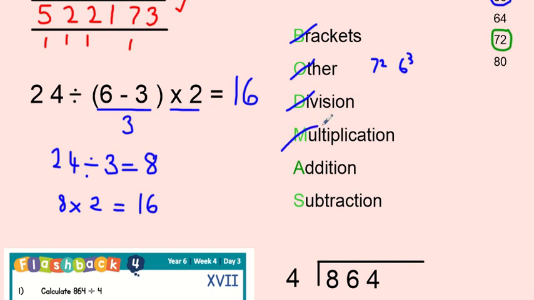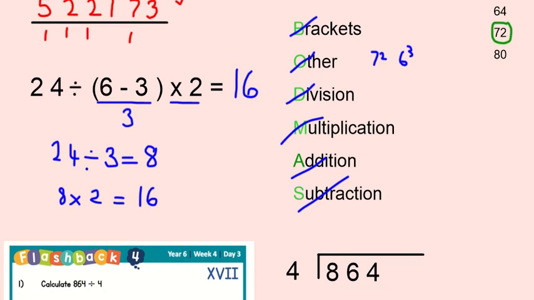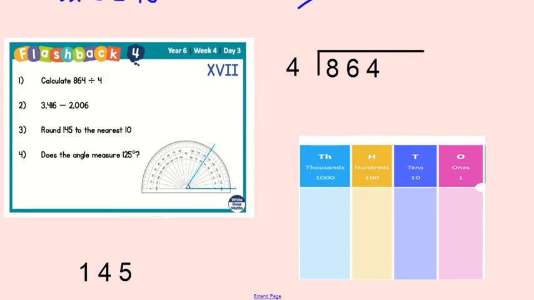Okay, I've done the multiplication. There was no addition. I'm just going to double check. And the subtraction was inside the brackets, which I did first. So I can be confident that I've got that answer correct. Right, let's have a look at our flashback for today then.